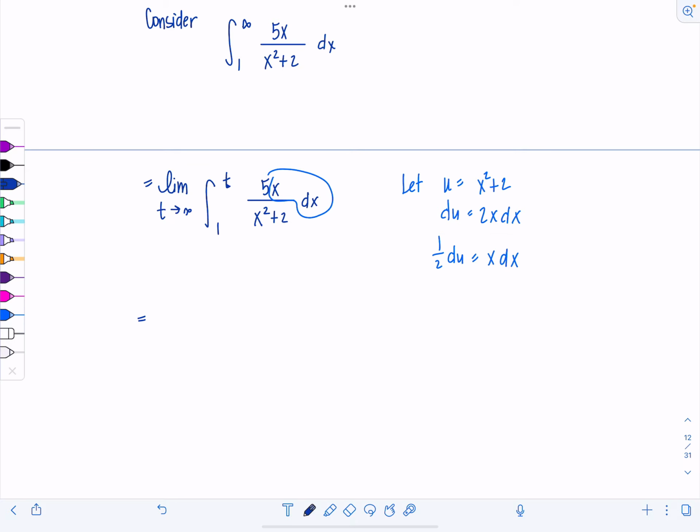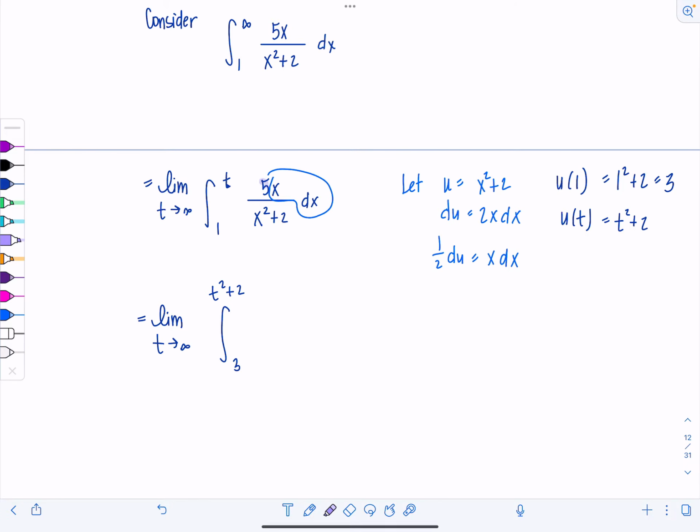So we've got now the limit as t goes to infinity. Instead of 1 to t, let's see what our new limits are. So u of 1 is 1 squared plus 2, so that's 3. And then u of t would be t squared plus 2, and that's what you write. And then this 5 is going to go outside. And then x dx, that's my 1/2 du. Well, guess where the 1/2's going? Outside with the 5 to keep him company. And then you're just going to have 1 over u.